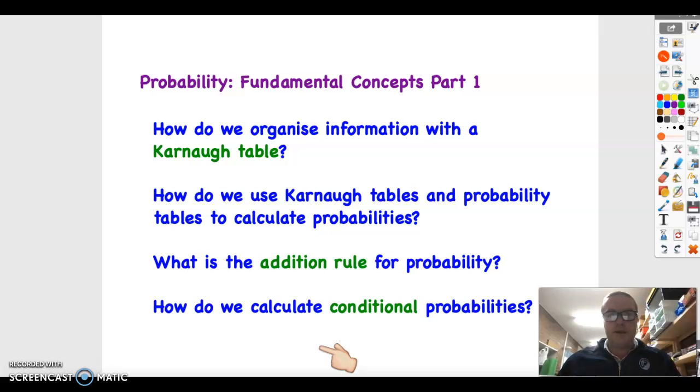G'day everybody. In our lesson today we're going to start looking at the fundamentals of probability. In particular we're going to do a lot of work with Karnaugh tables. How do we organise information in Karnaugh tables? How do we use those tables and probability tables to calculate probabilities? We'll come across a couple of formulas or rules in this lesson. One is what we call the addition rule for probability, and we'll also do some work calculating conditional probabilities.